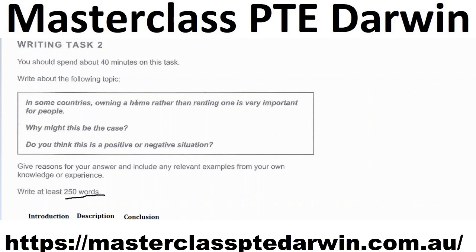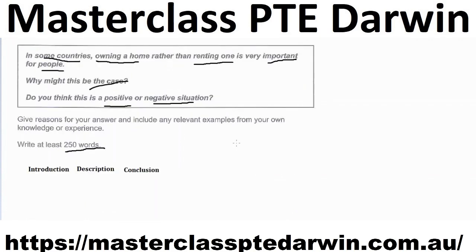Okay. So here, if we identify some of the keywords, it's like owning a home and renting. These two, I think, are the key features here. Okay. And the other associated thing is like in some countries and important for people. Okay. And in the descriptive part, we have to focus on why this is the case and is this a positive or a negative situation. So we will have to discuss these things. Okay, so before we start, it's better to create some idea what you're going to write. Okay, so we can create this idea.